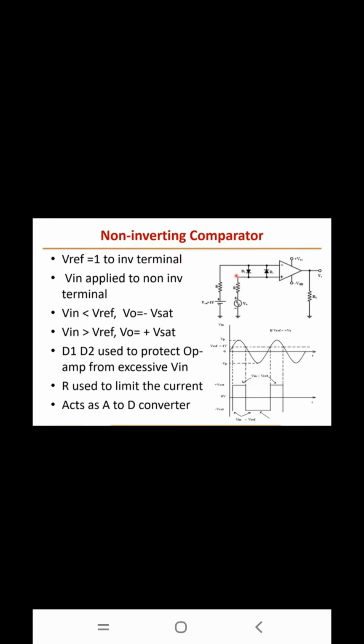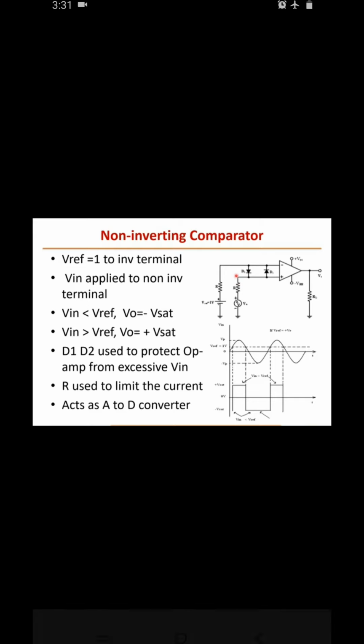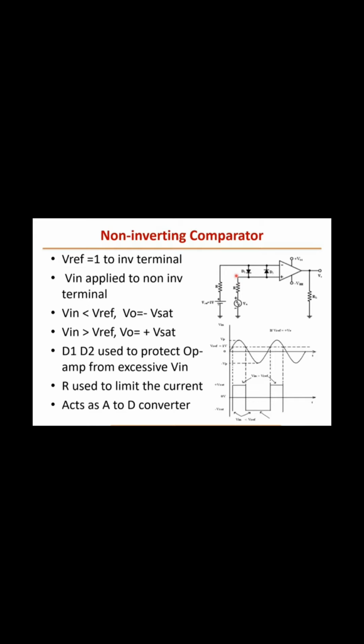As you can see, the comparator is a type of analog to digital converter. At any given time the V0 waveform shows whether Vin is greater or less than V reference. The comparator is sometimes also called a voltage level detector, because for a desired value of V reference the voltage level of the input Vin can be detected.